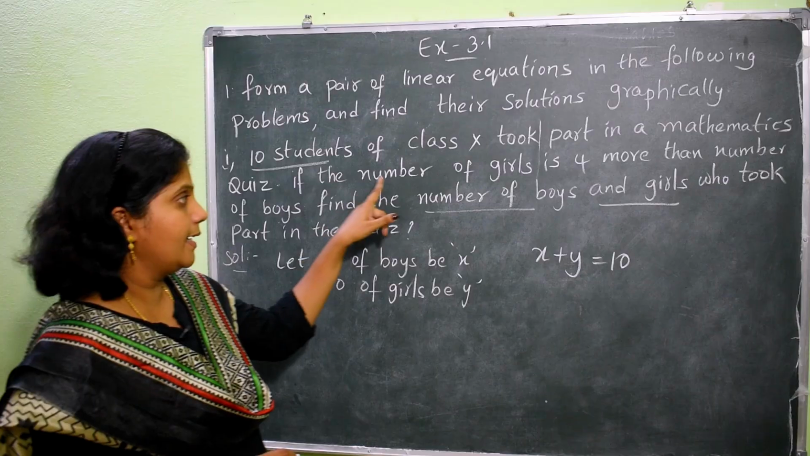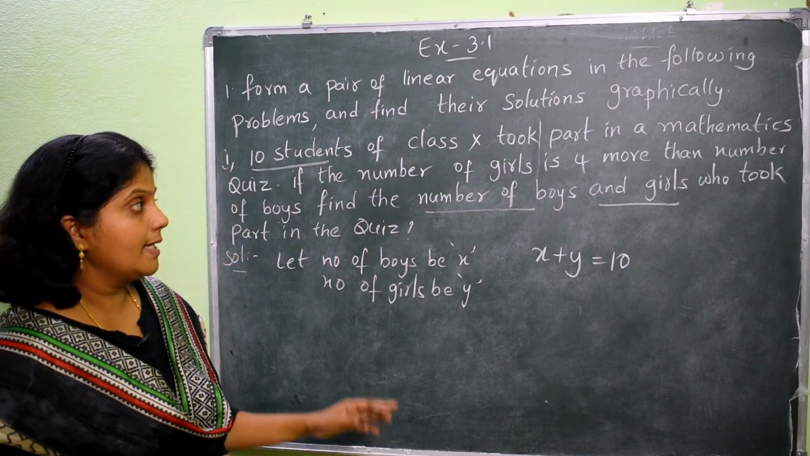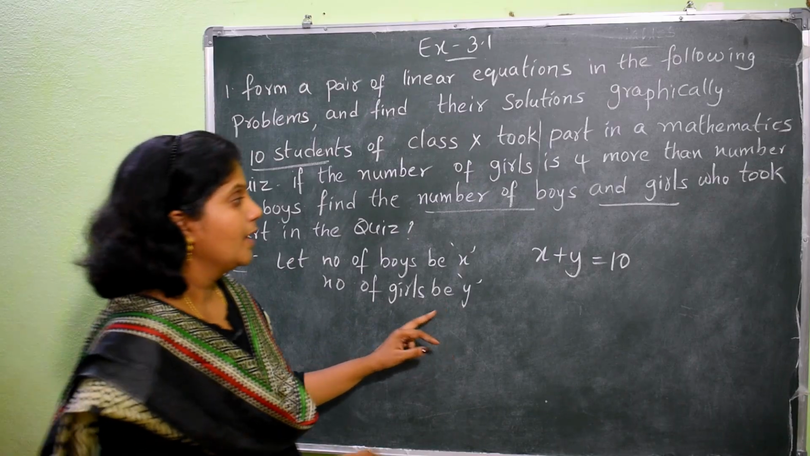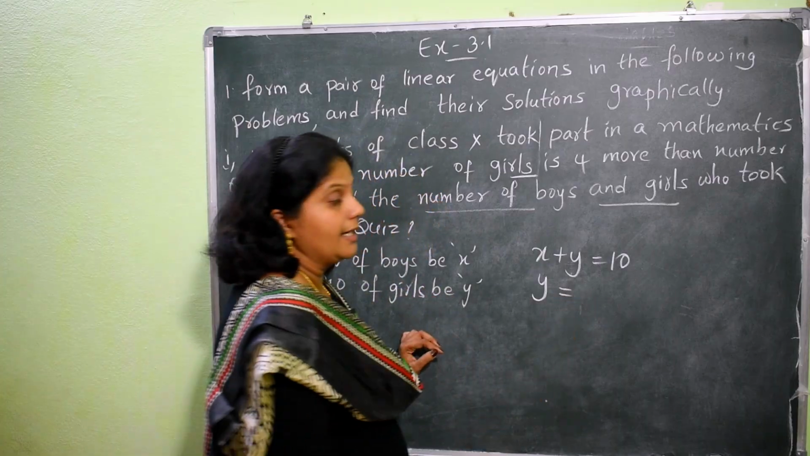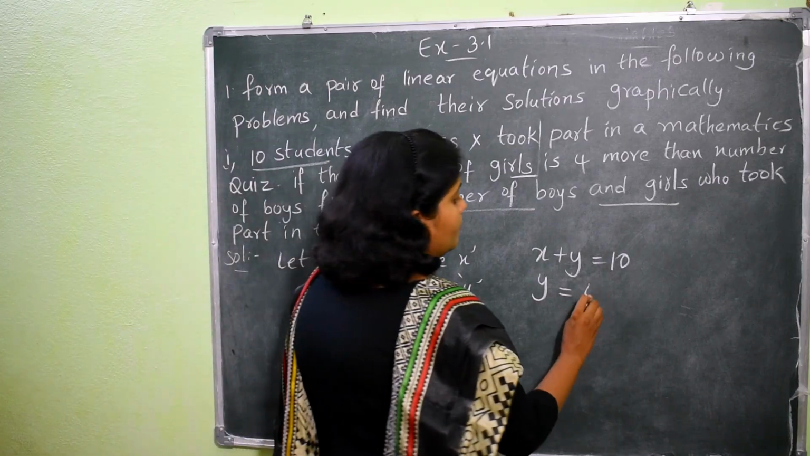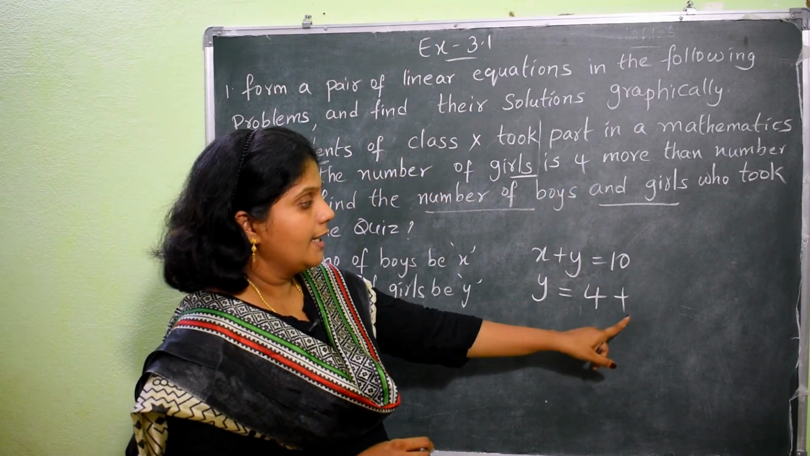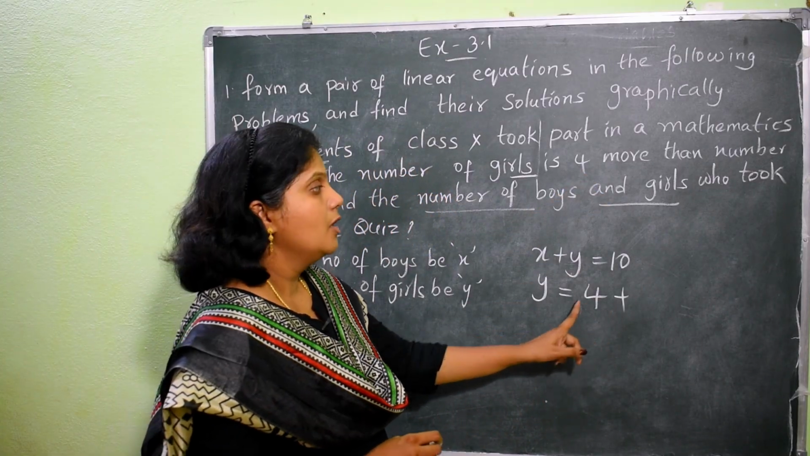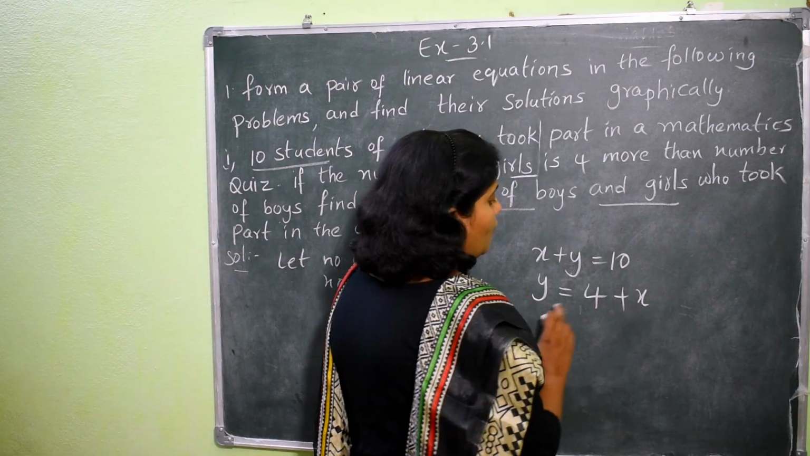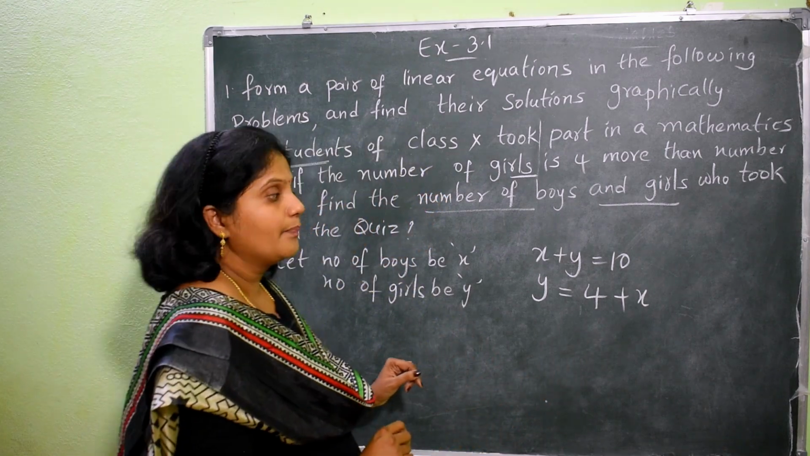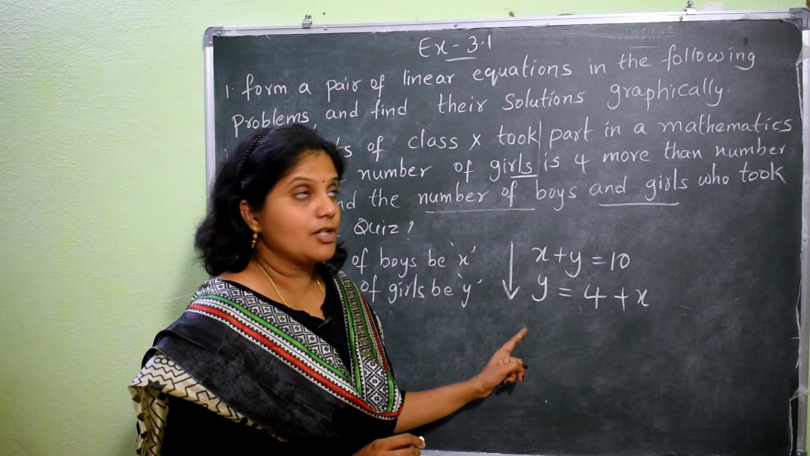And what is the second sentence? Number of girls is 4 more than the number of boys. So girls be y, I am writing girls be y. Is means I am writing is equal to 4. 4 more means plus. If it is given 4 less than, then in the place of less we should write minus. So 4 plus number of boys. What is the number of boys? x. So y is equal to 4 plus x. Now we have got two linear equations, a pair of linear equations.